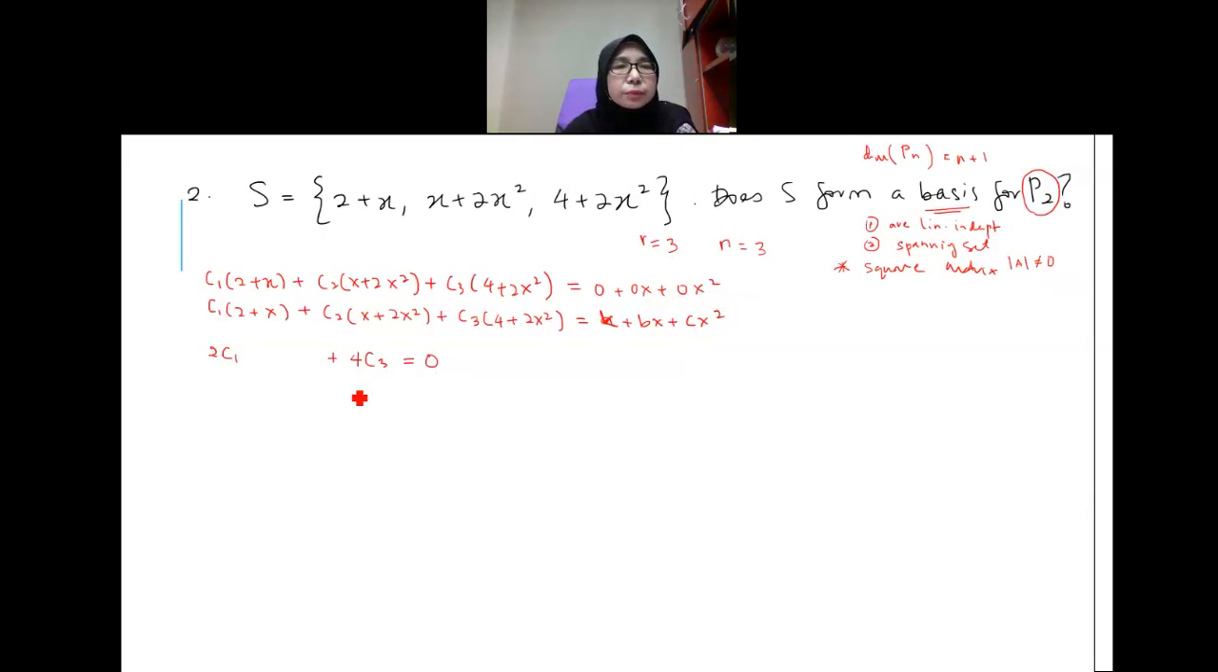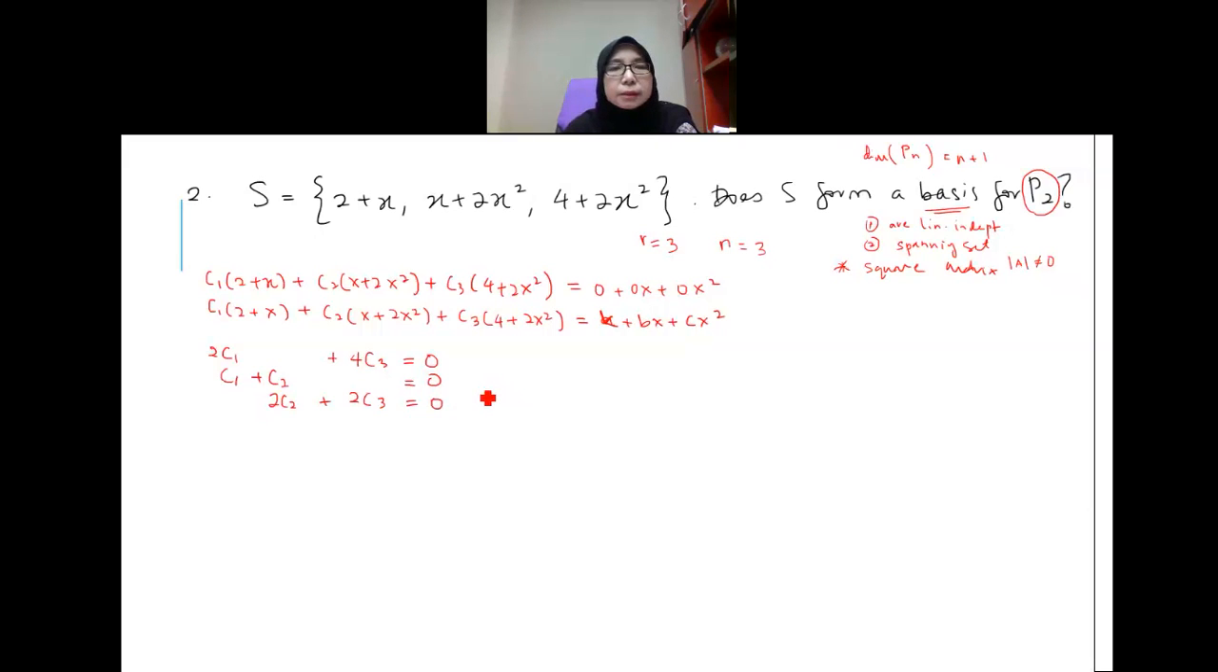So I just want to choose the first equation, equals to 0. The second equation is the coefficient of x: C1 plus C2, and then no more, equals to 0. Next one is the coefficient of x square. C1, there's no coefficient of x square. C2, yes, we got 2C2, and then plus 2C3. This equals to 0.